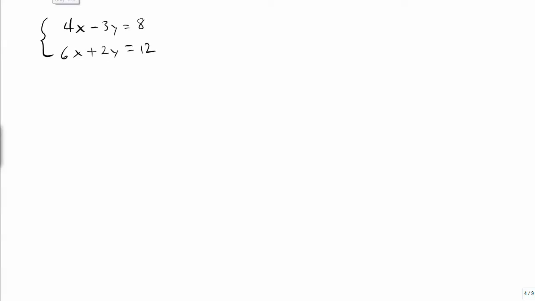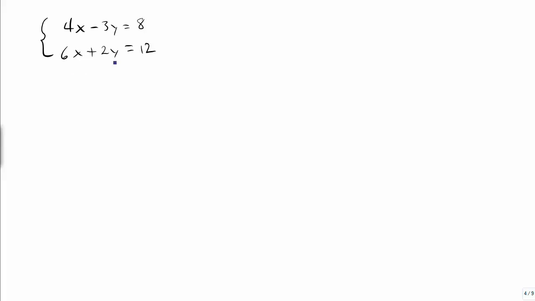Now, some equations are not going to come just ready-made to substitute. So here in this equation, I can still use substitution. It's just that I have to do a couple steps before. What I'm going to have to do is solve for x or solve for y. So let's try solving for y this time.